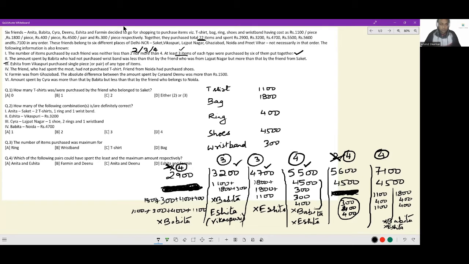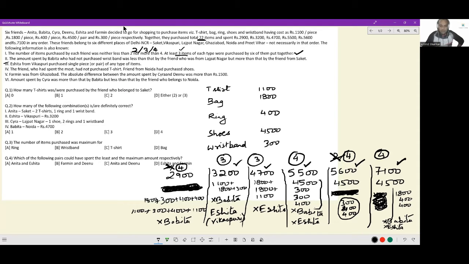This is also done. Next, the friend who had spent the most had not purchased a t-shirt. Friend from Noida purchased shoes. Spent the most is 7100. This person has not purchased a t-shirt, which means the 1100, 400, 400 case is definitely out. So now we also know the precise items bought here.